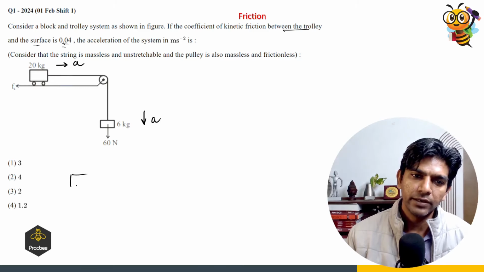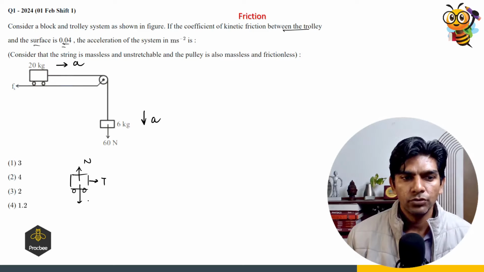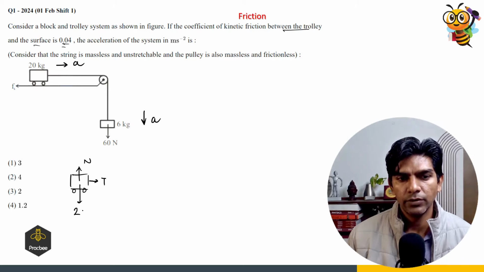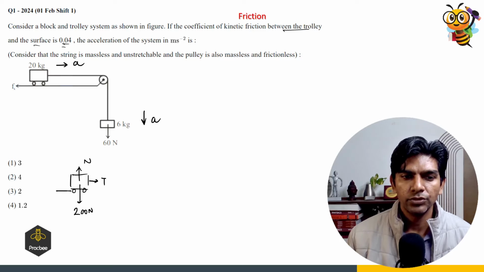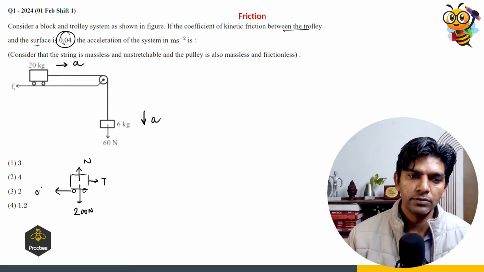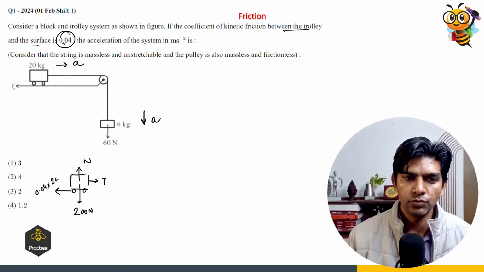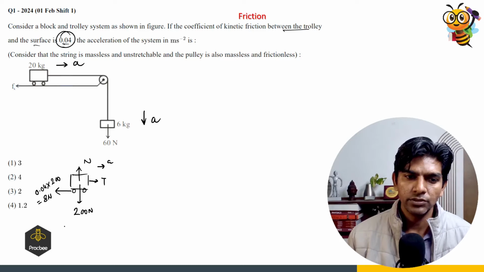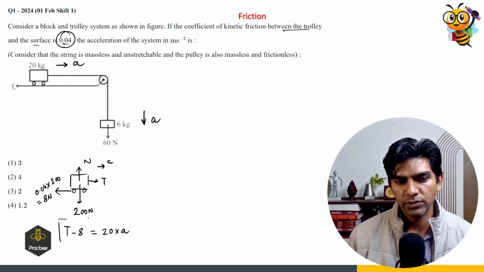If I draw a free body diagram of the trolley, there will be a tension force in the right direction, there will be a normal reaction and gravitational force. Since options are quite far apart, I am taking g as 10. So this will be 200 Newton in the downward direction. Frictional force is mu n. Mu is given as 0.04. So it will be 0.04 times the normal reaction, which is 200, which comes out to be 8 Newton. And the acceleration is a in the right direction. Now the net force in the direction of acceleration is T minus 8, and that should be equal to mass times acceleration. That is our first equation.